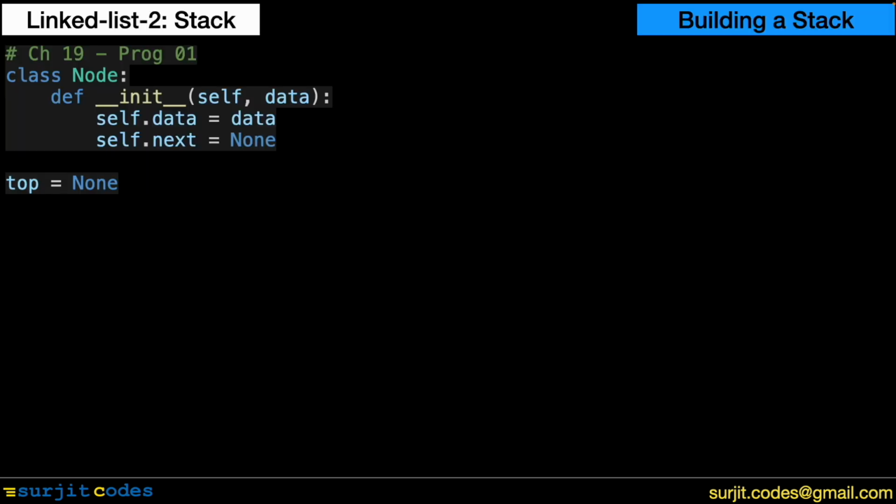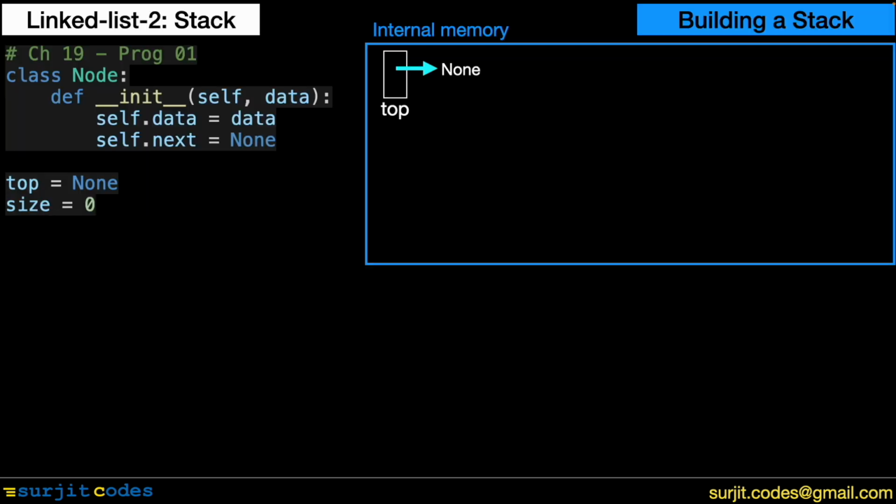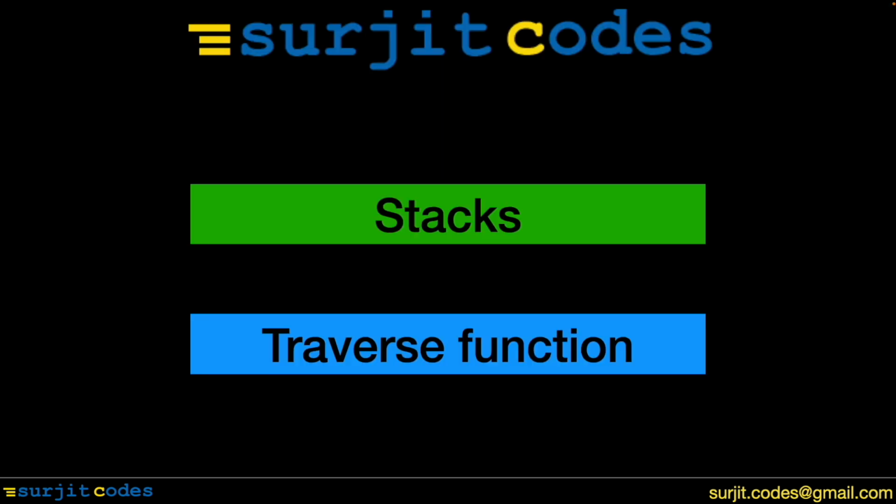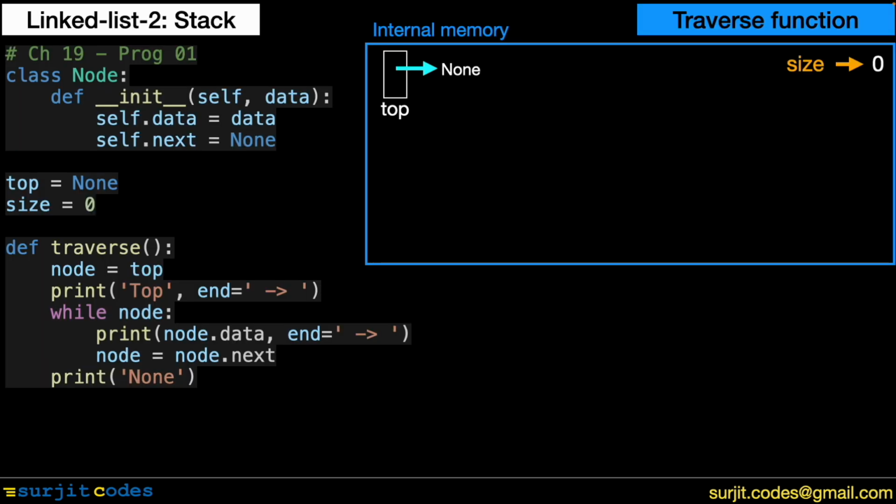Top is none for an empty stack and its size is 0. In our previous video on queues, we had discussed the traverse function. We will use it for stacks as well. This allows us to have a look at the stack at any stage of its construction.